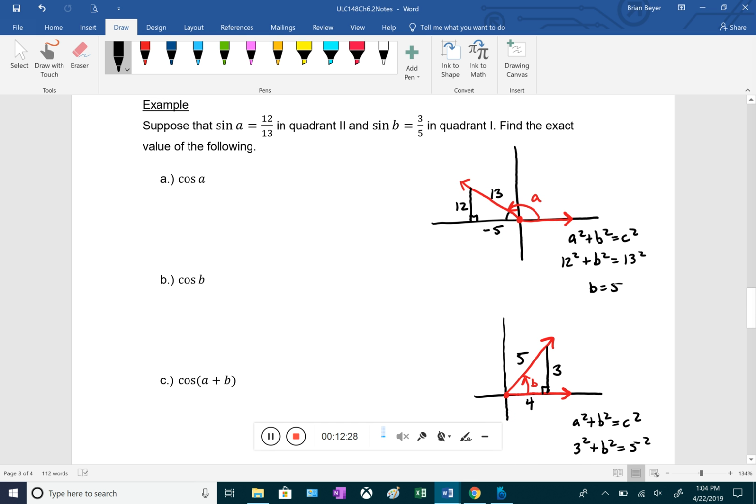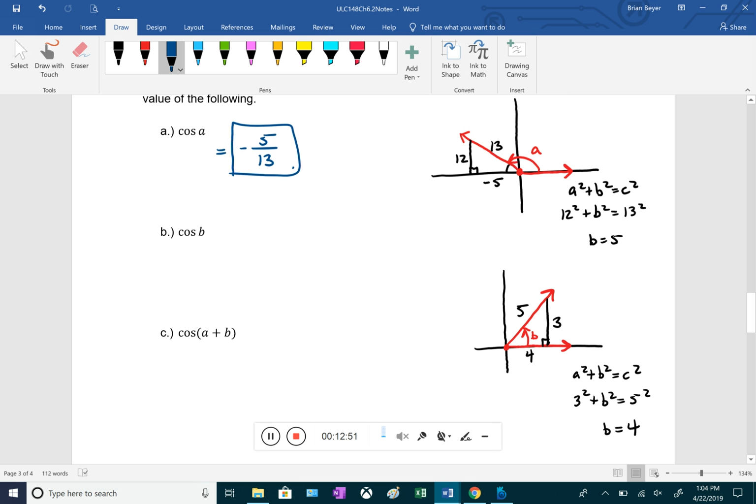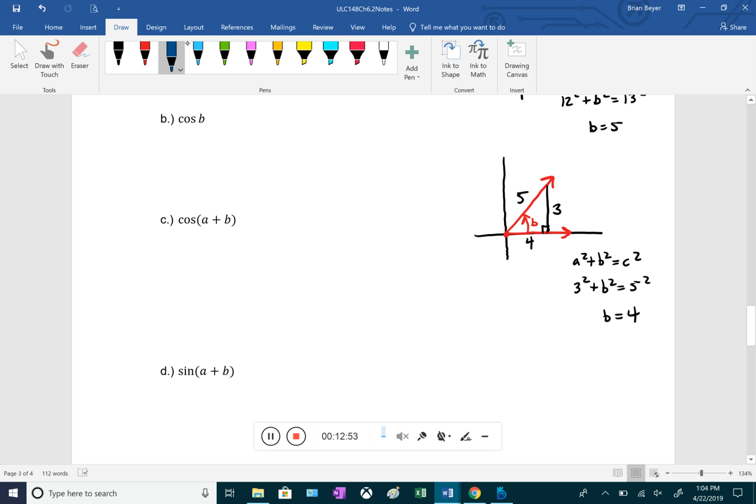So the first two, we have cosine of A. So here is angle A. So we just need to find cosine of A. So that's going to be adjacent over hypotenuse. So that is nice and easy. Adjacent over hypotenuse over here is negative 5 over 13. Okay, so we really didn't have to do any work for that one. So now for cosine of B, here is angle B. Cosine of B, adjacent over hypotenuse, is going to be 4 over 5. Once again, pretty easy. We didn't have to do anything.